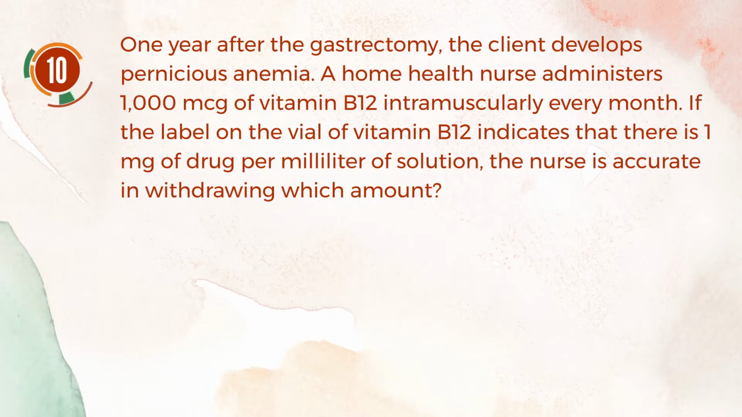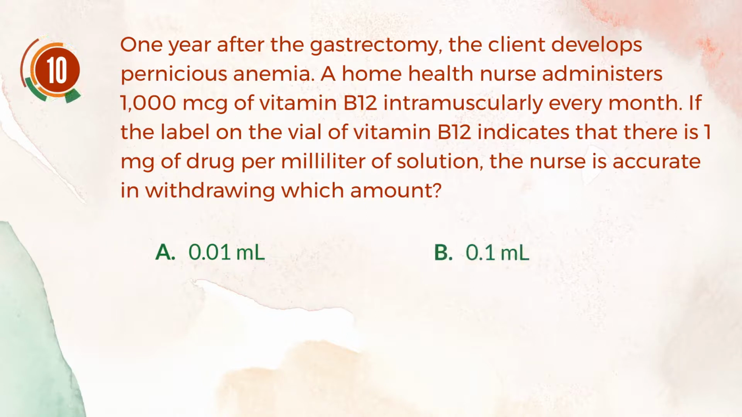Number 10. 1 year after the gastrectomy, the client develops pernicious anemia. A home health nurse administers 1,000 microgram of vitamin B12 intramuscularly every month. If the label on the vial of vitamin B12 indicates that there is 1 milligram of drug per milliliter of solution, the nurse is accurate in withdrawing which amount? A. 0.01 milliliter. B. 0.1 milliliter. C. 1 milliliter. D. 10 milliliter.